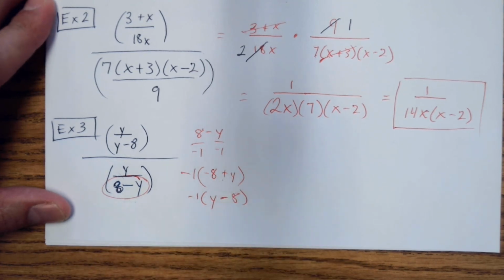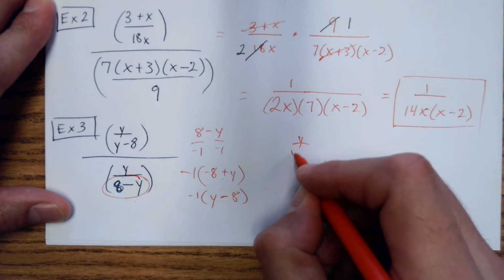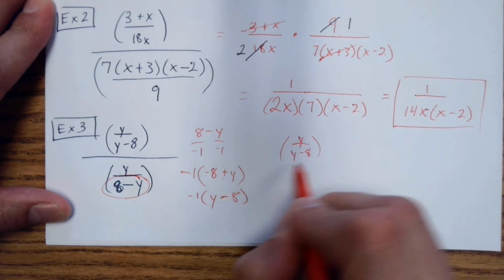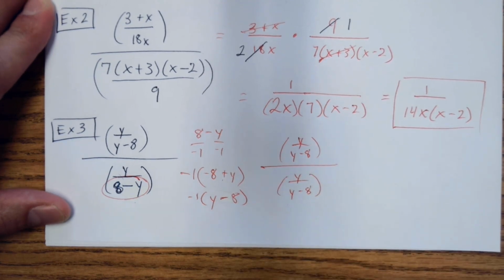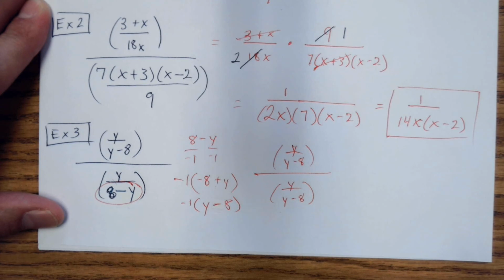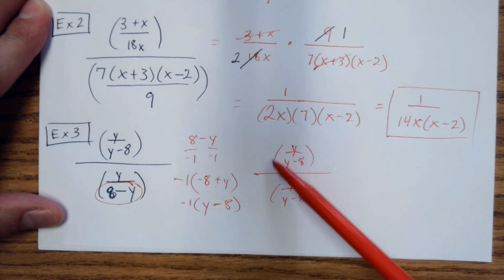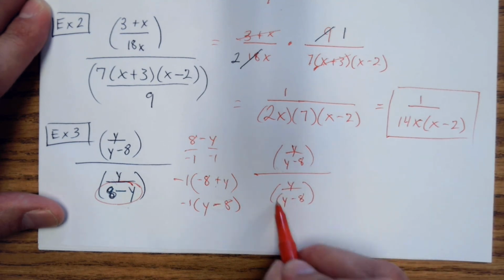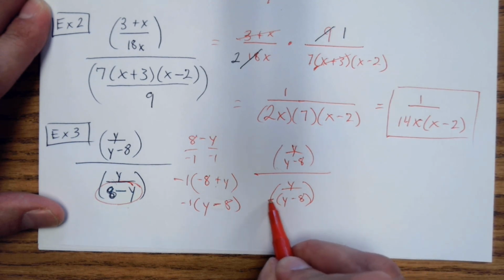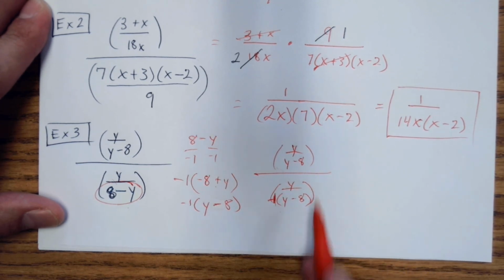So if I rewrote the problem, it would be y over y minus 8 divided by y over y minus 8. You could actually, just from here, consider that you're having the same thing over itself. That right there is like, oh, it just cancels out to 1. Except for, I missed this part. This would be negative 1, right? Yeah, I missed that. So it's almost canceling out.